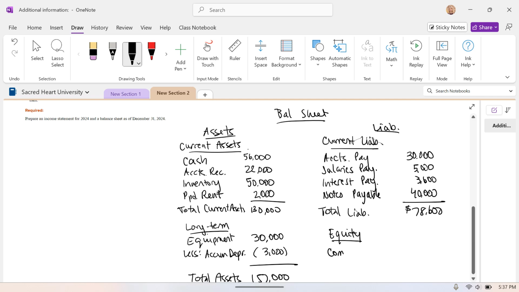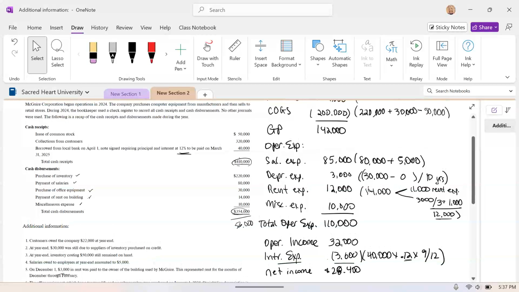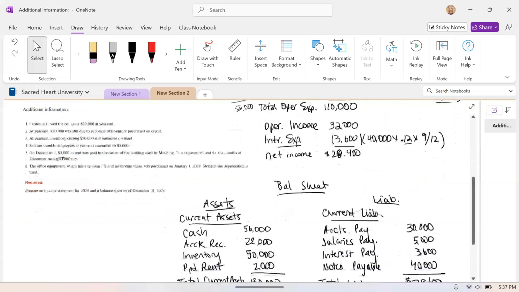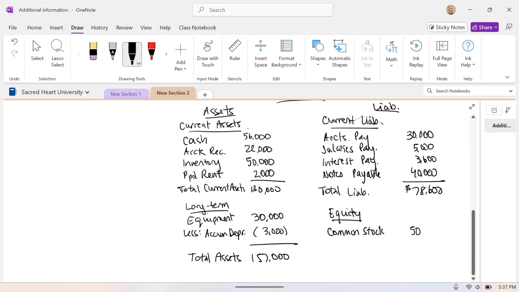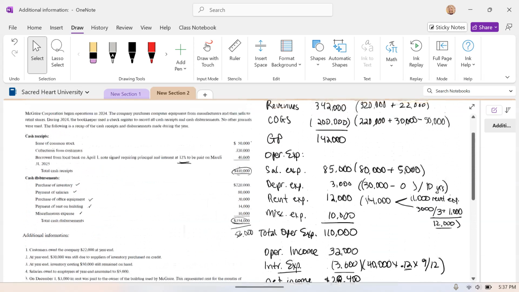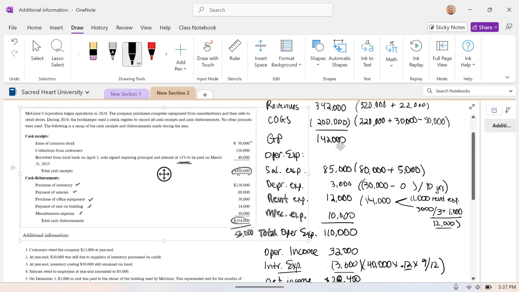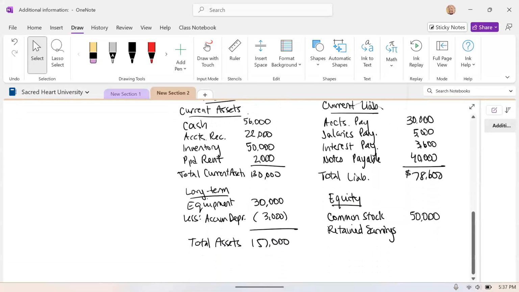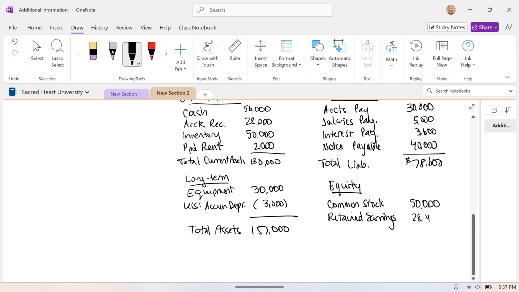For equity, we have our common stock. And we're told right in the beginning how much the company has in common stock. They issued common stock for $50,000. And for retained earnings, we're not given any information about retained earnings, but this is the company's first year of operations. So beginning retained earnings was 0. We add our net income, $28,400. We would subtract any dividends, but there's no information about dividends, no cash payments for dividends. So our ending retained earnings is the income of $28,400.